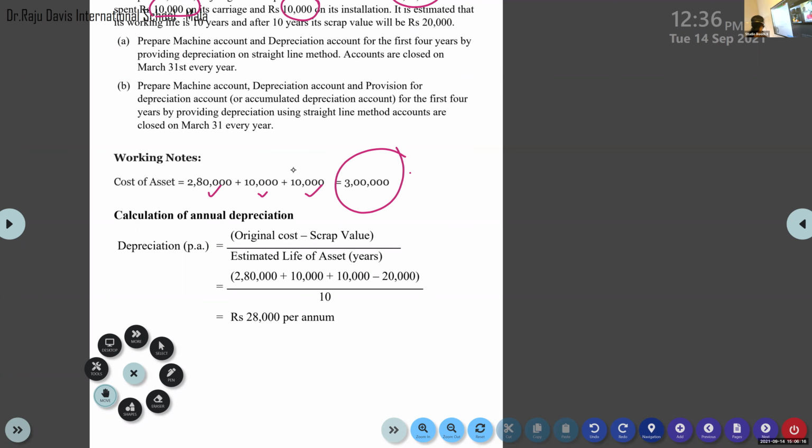Yes, I stopped with this. The account preparation, we'll do it in the next class. Okay. So find out cost of asset and also depreciation.